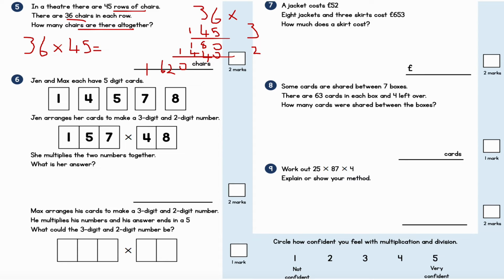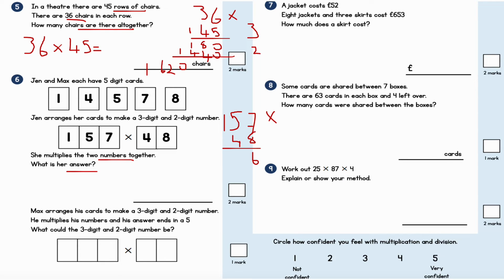This is question number 6, guys. Jen and Max each have 5-digit cards. Jen arranges her cards to make a 3-digit and a 2-digit number. She multiplies the 2 numbers together. What is her answer? Again, let's work this out, okay? Using column multiplication. Okay. This is all good practice of your times tables, guys.